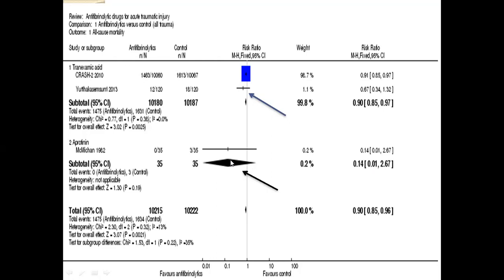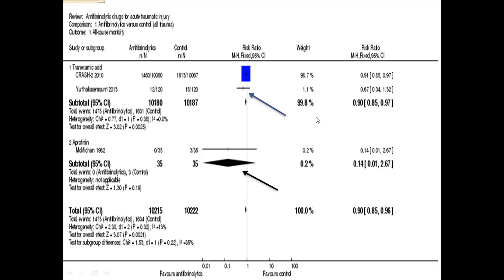And this can be explained as either evidence of absence or absence of evidence. However, here it is absence of evidence, because I'm not sure whether this aprotinin, the antifibrinolytic, reduces mortality or not, because of the low number of patients in this group. So I may need more studies on this antifibrinolytic.